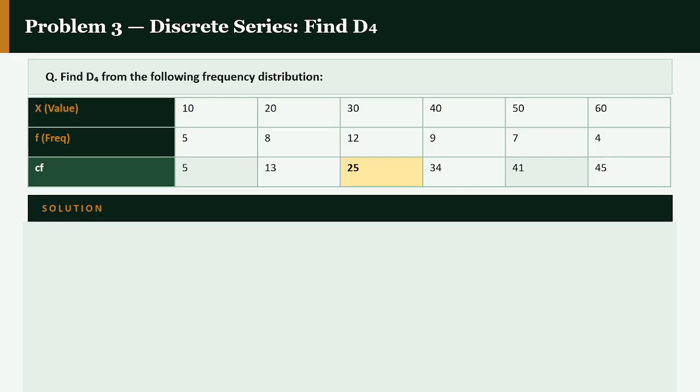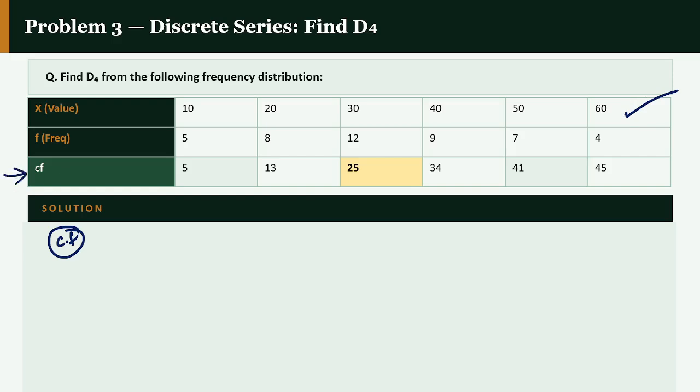Next, we need to find D4 for the following discrete series. Let's find out that. First, we need to calculate cumulative frequency. Before this, let's check the x values, whether they are in ascending order or not. Yes, these are in ascending order. Mostly they will give it in ascending order, so we need not do the first step.